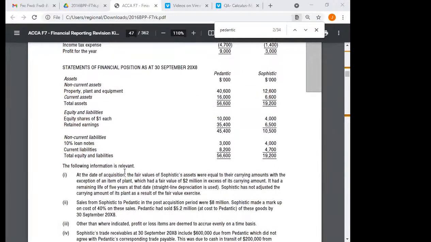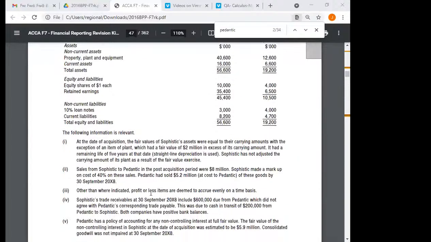The following information is relevant. At the date of acquisition, the fair values of Sophistic's assets were equal to their carrying amounts, with the exception of an item of plant, which had a fair value of $2 million in excess of its carrying amount. It had a remaining life of 5 years at the date, straight line. Sophistic has not adjusted the carrying amount of its plant as a result of the fair value exercise. Sales from Sophistic to Pedantic in the post-acquisition period were $8 million. Sophistic made a markup on cost of 40% of these sales.